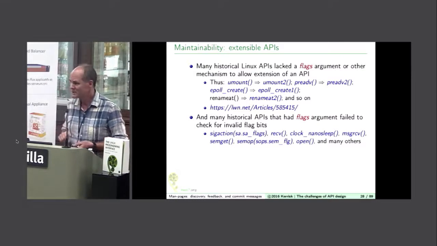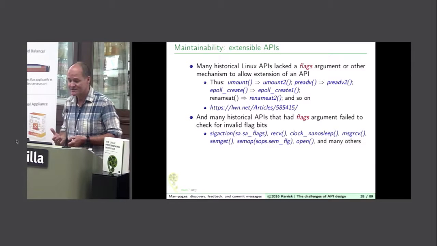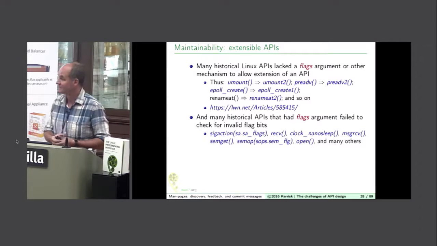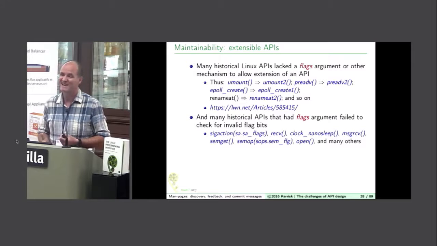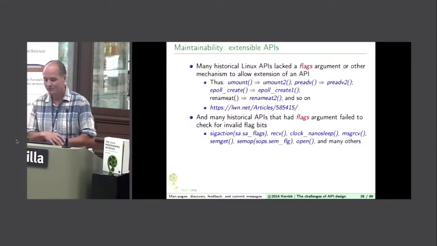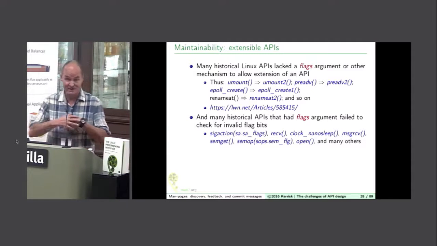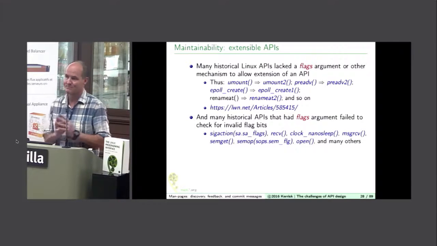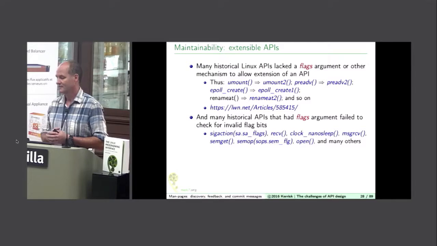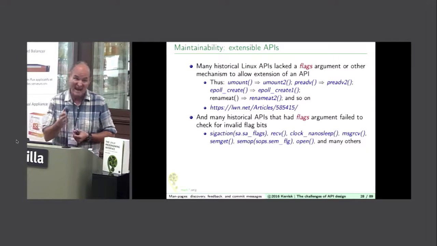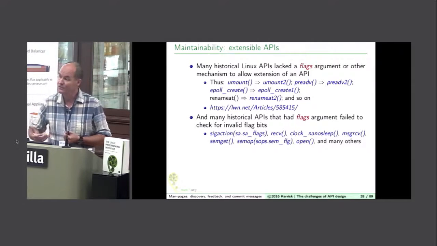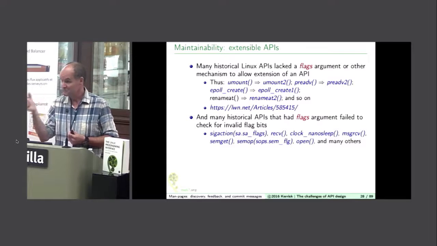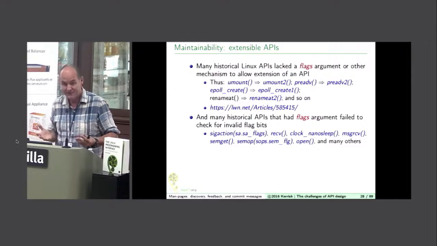And then there's a whole bunch of historical interfaces that did have the flags argument, but they don't check the bits to see which bits are valid or not valid. In other words, user space could pass in any combination of bits. Some of those bits are meaningful to the kernel, and the kernel acts on them, and the kernel simply ignores others. And then maybe you're a kernel developer, and you want to add a new flag in the future. So you want to make one of those bits that previously had no meaning have some meaning.